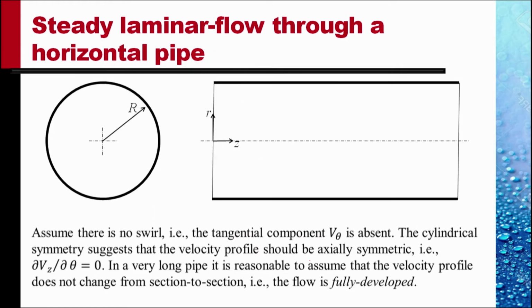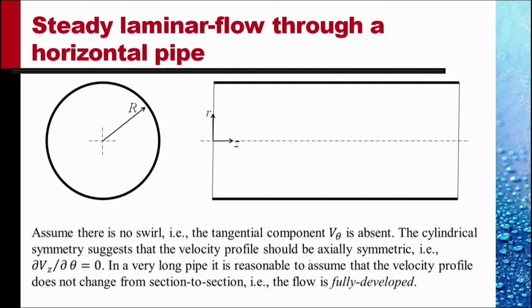Let us now do one more example. Steady laminar flow through a horizontal pipe. Consider a very long pipe of radius r. Of course, the cylindrical polar coordinates would be the preferred coordinates here. So we take the z coordinate along the axis of the pipe, and we measure the r radial distance from the center line.